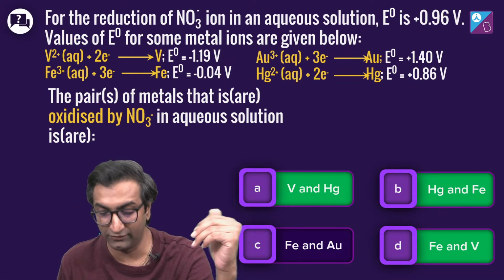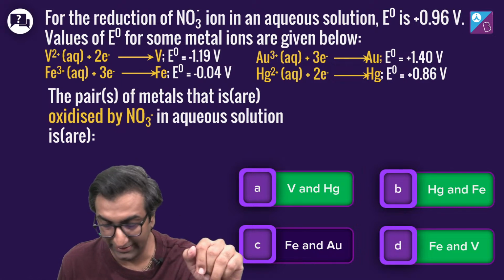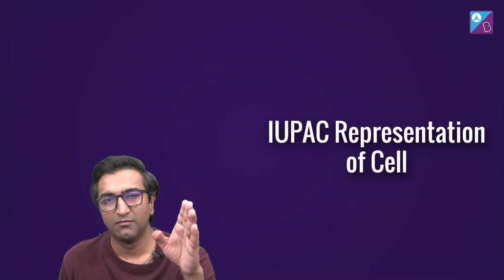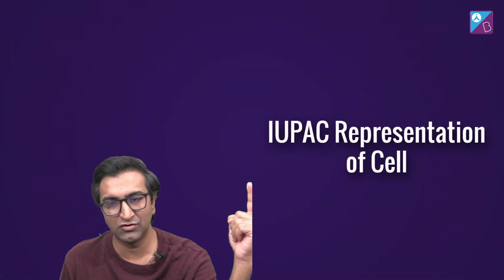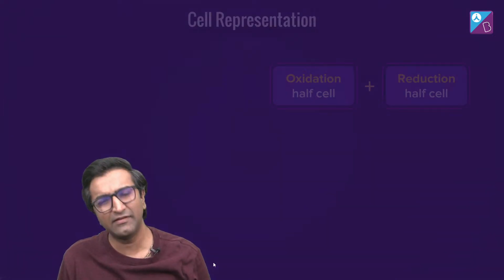Maybe we'll have to use fluoride or something, yeah, to oxidize gold. All right, chalo, let's talk about today's focus, right? The IUPAC representation of cell. And once we do this, then the Nernst equation भी इसके बाद logically आगे आ जाएगा. What is the IUPAC representation?